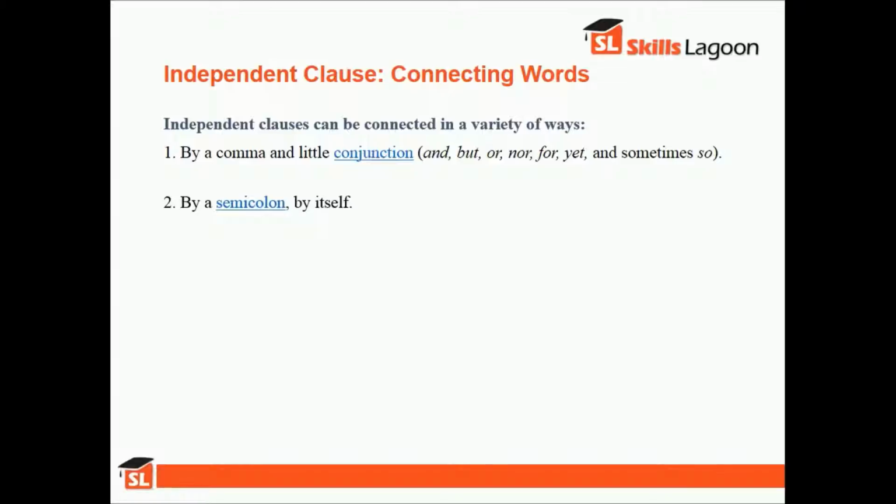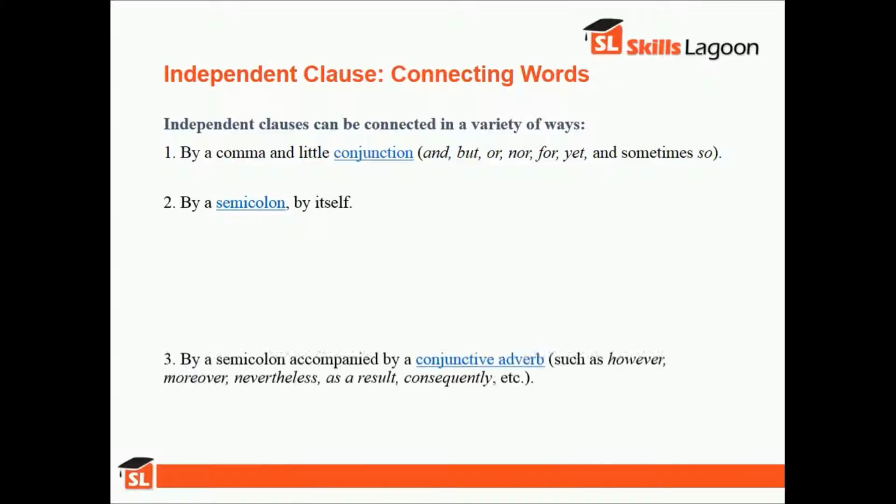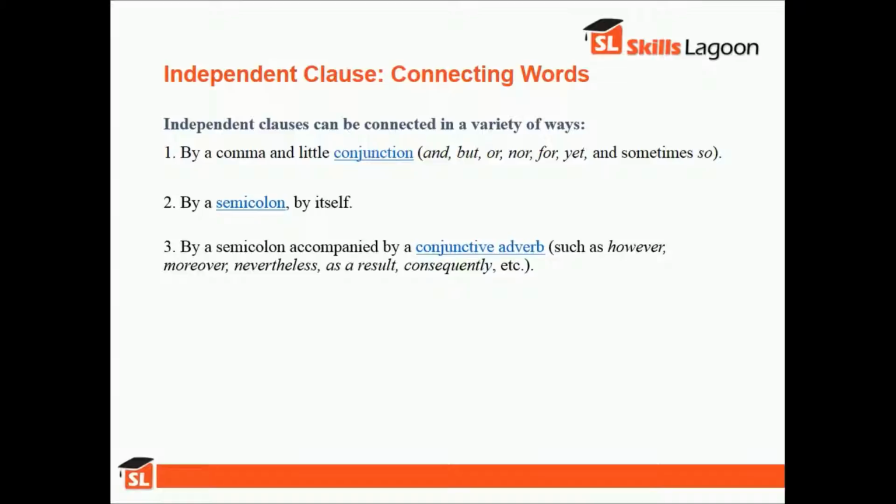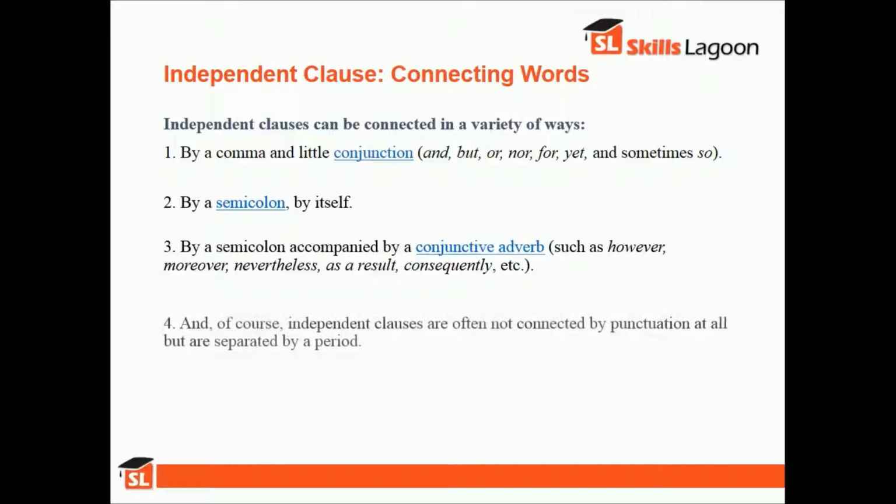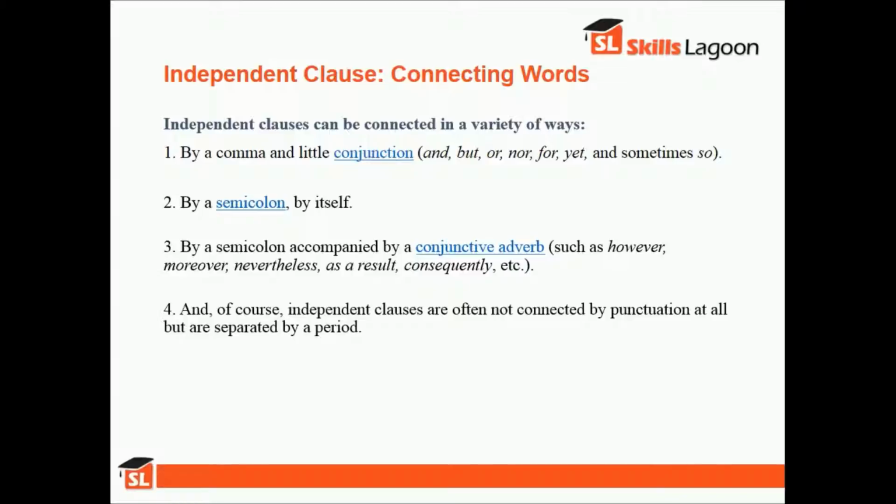You can join the independent clauses through a semicolon. The semicolon indicates that there is some relationship between the two independent clauses. You can use them by a semicolon accompanied by a conjunctive adverb such as however, moreover, to show the stress, or to show that we want to add to the previous thing, or to give a twist to what we have in the previous independent clause. And of course, independent clauses are often not connected by any punctuation at all, but are separated by a period, in which case they also make up a whole complete sentence.